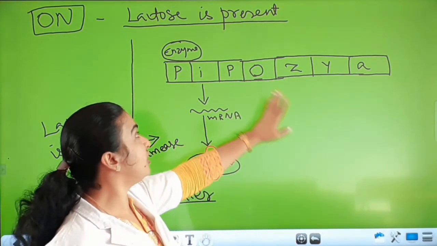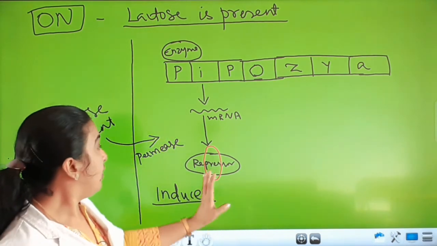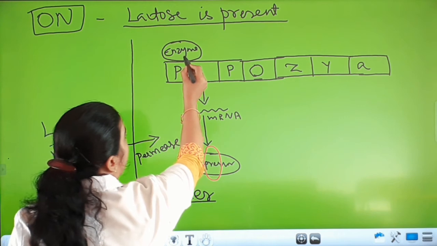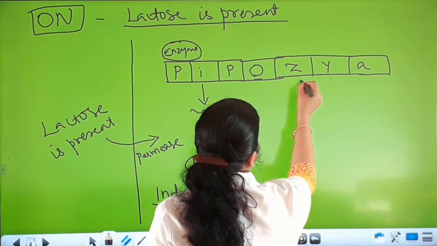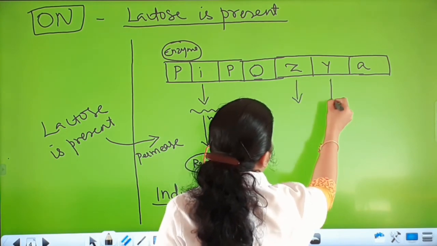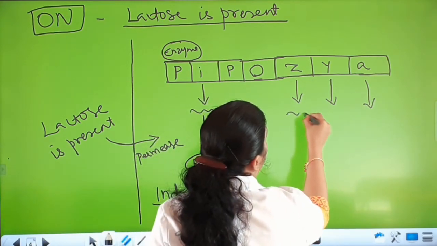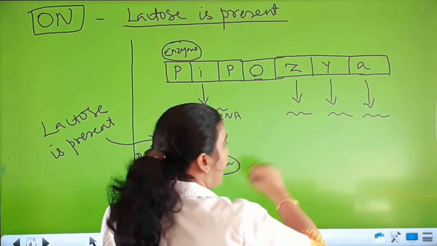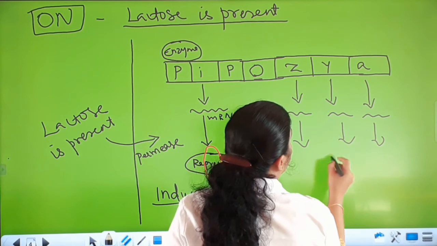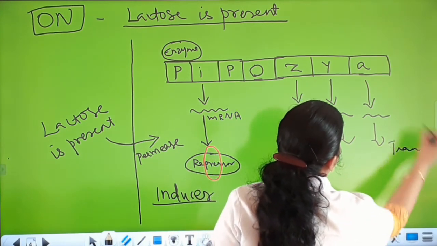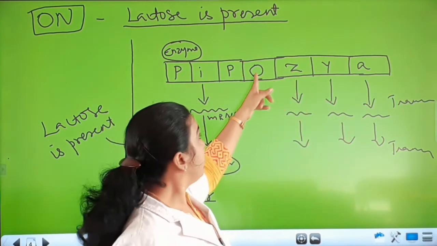So now the operator gene is free here. There is no repressor, so the enzyme RNA polymerase can slide over here. Then there is a transcription of these structural genes. They are transcribed to form mRNA, and they undergo translation also. Is it clear?